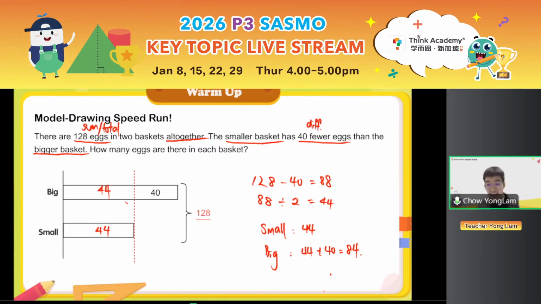Okay, and then to check your answer, you can use the sum as well. 44 plus 84, is it 128? It is. So after doing these problems, make sure you check your answer with the given information. Is the difference correct? Is the sum correct? Okay, so this is a sum and difference problem.